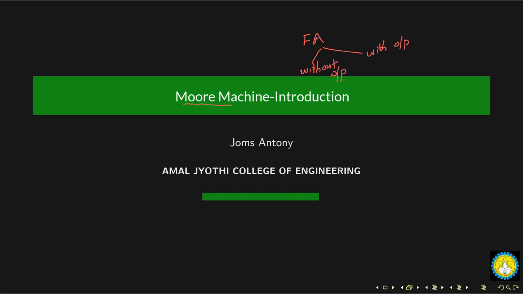In fact, there are two machines. One is a Moore machine, and the other one is a Mealy machine. Okay, so we'll study both of these. We'll start with the Moore machine.